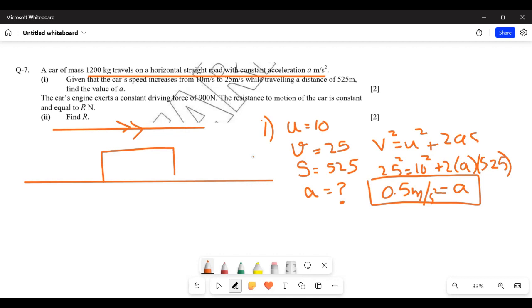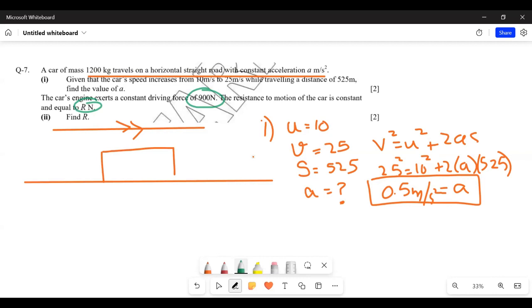Okay, going back, in this we just use equations of motion to find acceleration in part 1. Let's look at part 2. The car engine exerts a constant driving force of 900 newtons. So this is a force on the car, and the resistance to the motion of the car is constant and equals R. Find the value of R. So now what will be this 900 newton force on the car and what is going to be that R?